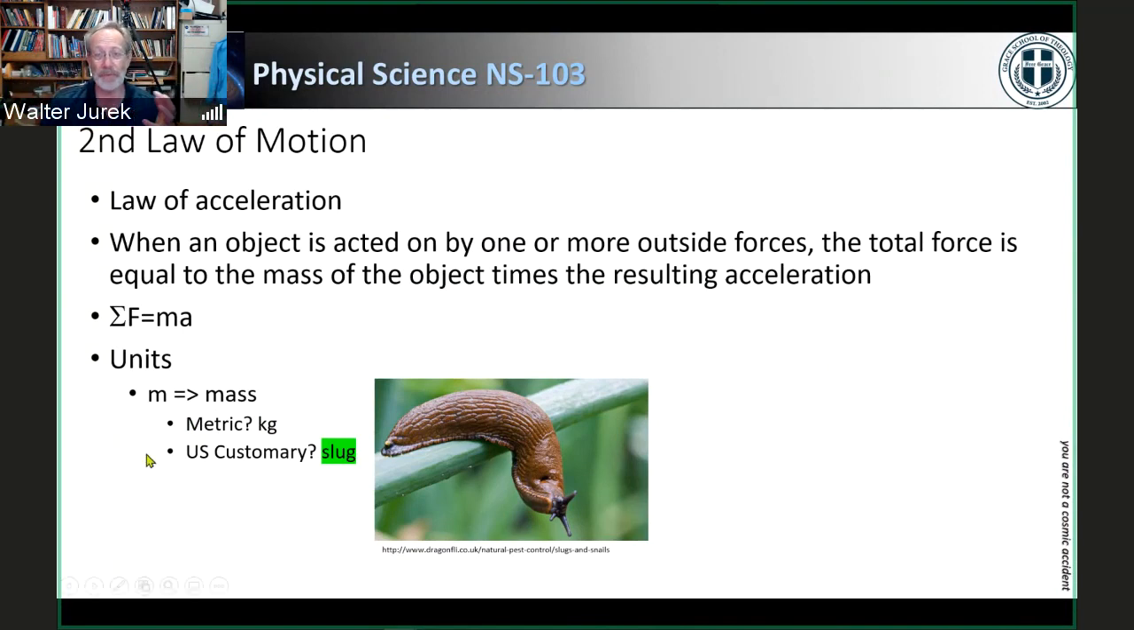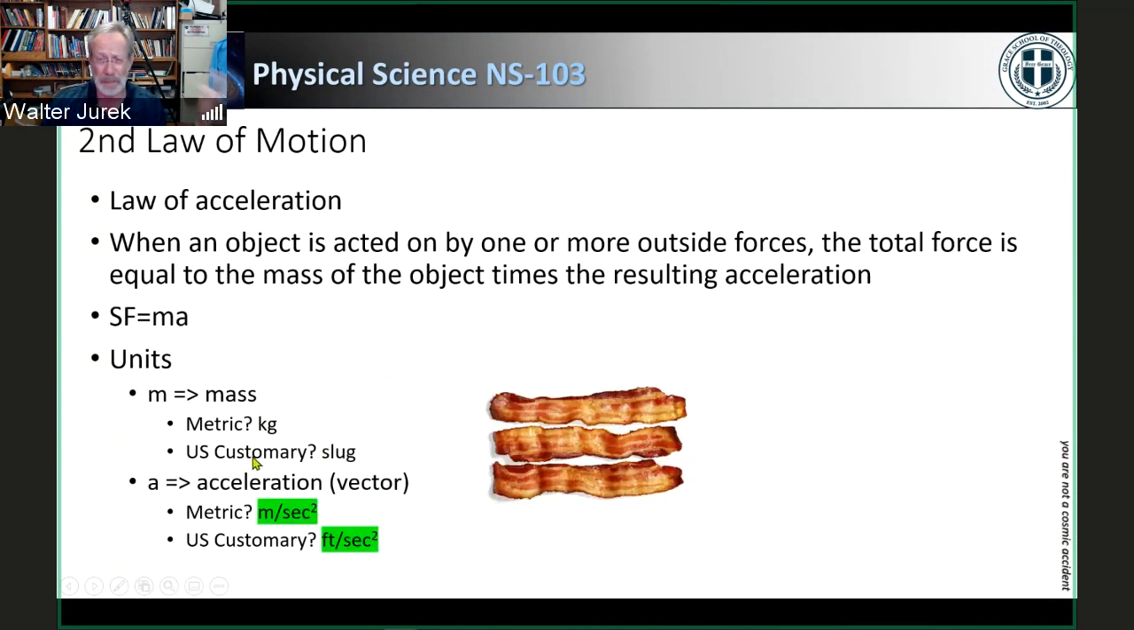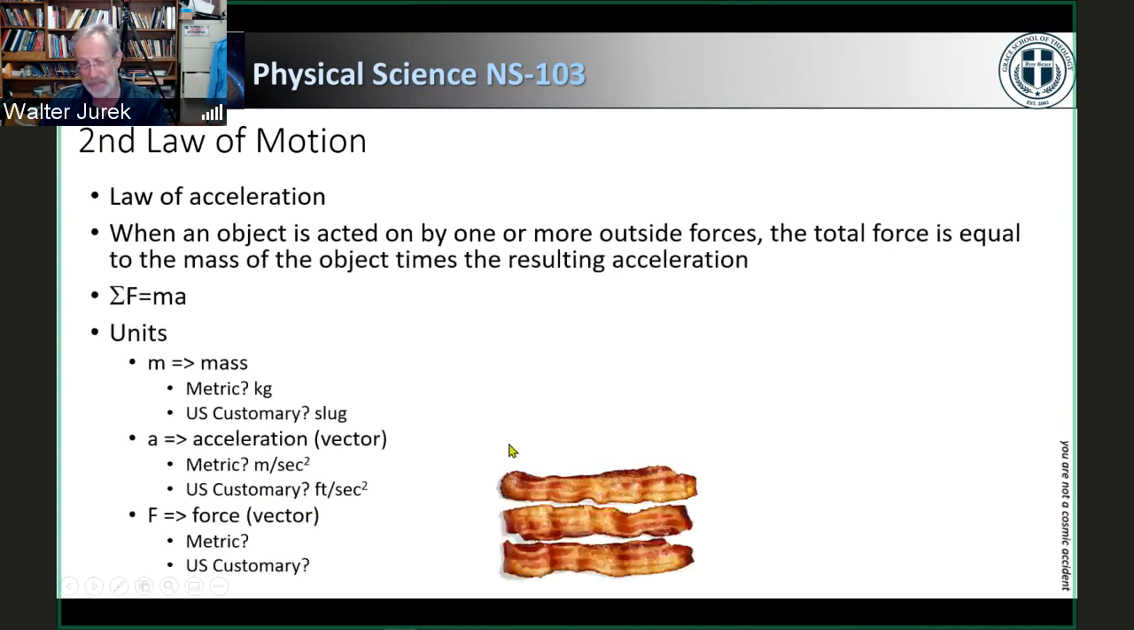All right, so if we've got mass in either kilograms or slugs, and we've got acceleration in the metric system, remember acceleration is meters per second squared. In U.S. customary, it's going to be feet per second squared. So that means mass times acceleration is force. So the unit for force, Megan, you said it already. What's the unit for force in the metric system? The Newton. The Newton, thank you. And in U.S. customary, it's what we call the pound.